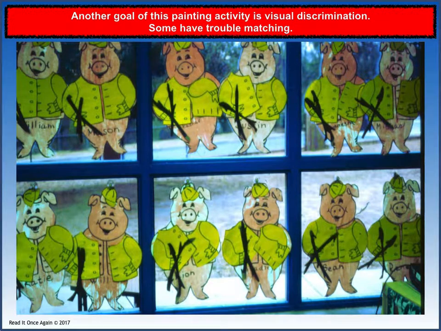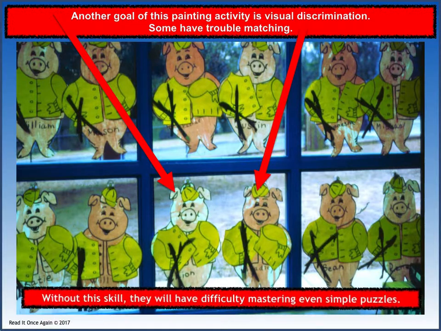This slide shows the skills of young 3-year-olds who were just learning to master visual discrimination skills. You can see that they are having problems matching the jackets to the outlines of the paintings. This is an indication that some will have difficulty completing simple puzzles.